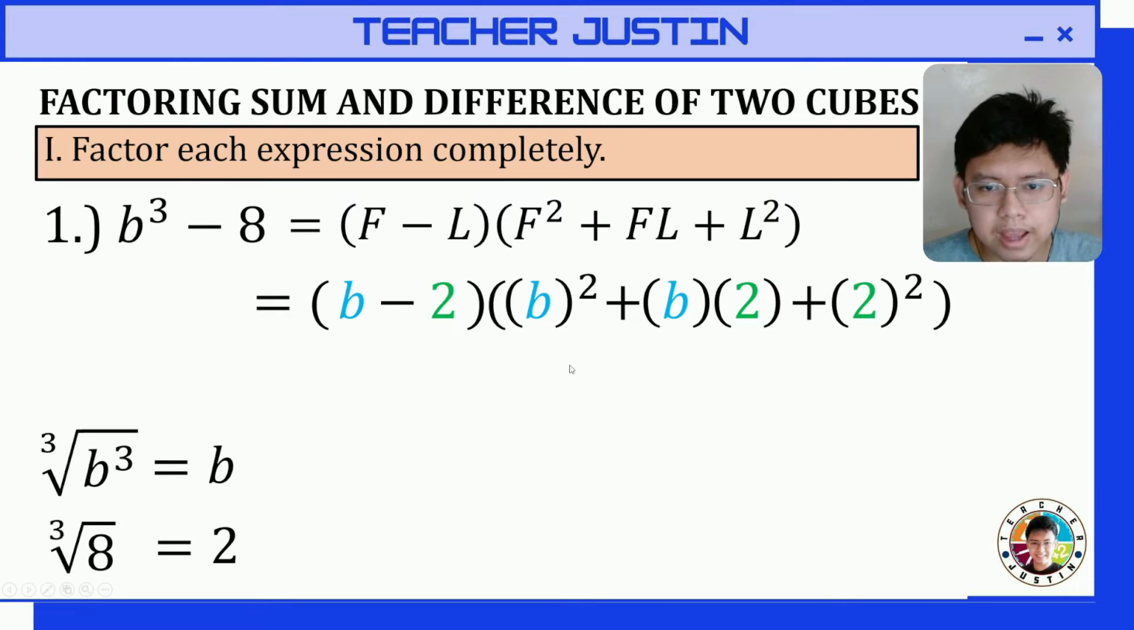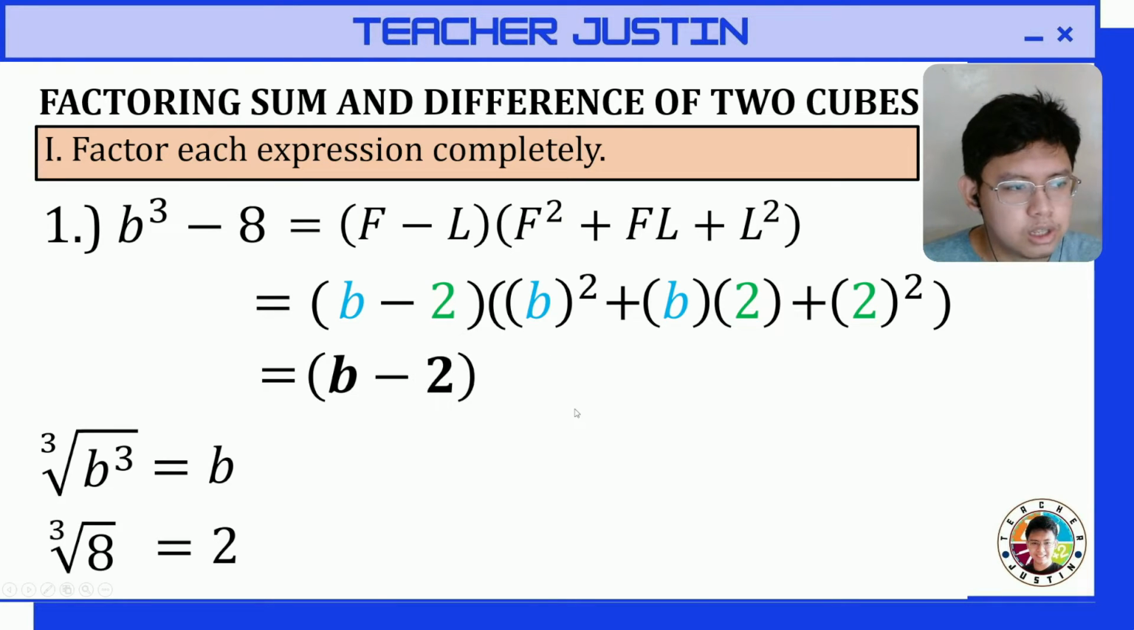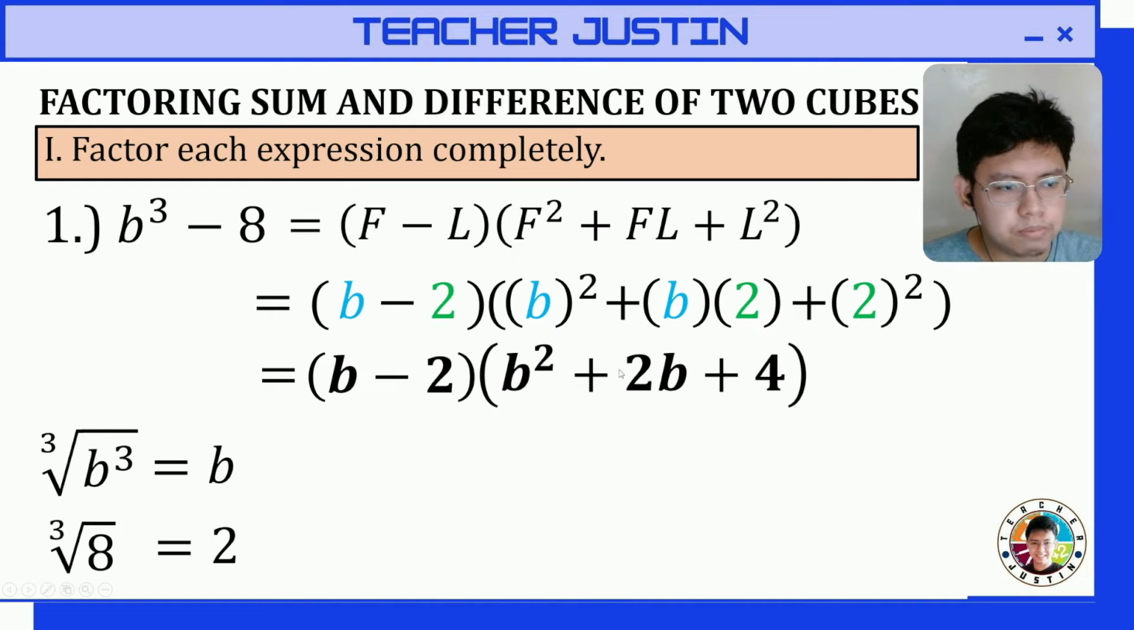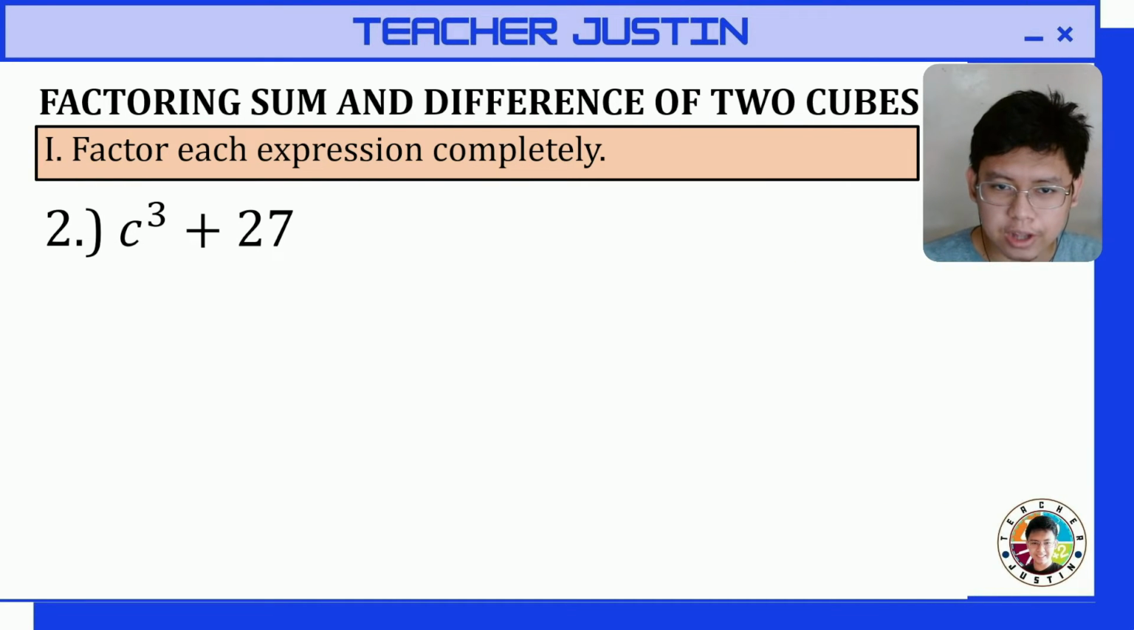Then, let's simplify. So, b minus 2, that's the first group. Yung second group natin will be b squared plus 2b plus 4. And that's it. That will be the factor of our polynomial b cubed minus 8. It will be b minus 2 and b squared plus 2b plus 4. Tada! Alright. Let's factor this polynomial c cubed plus 27.